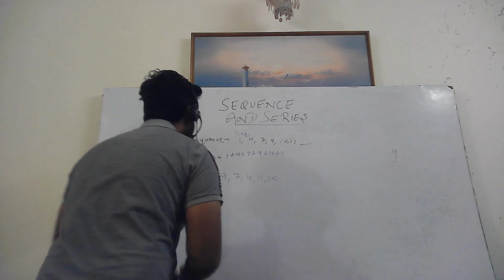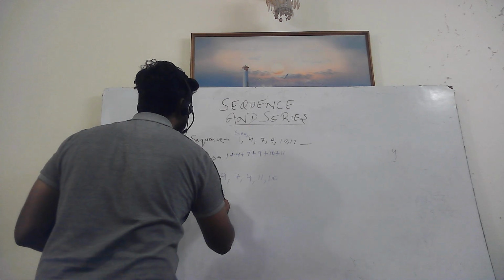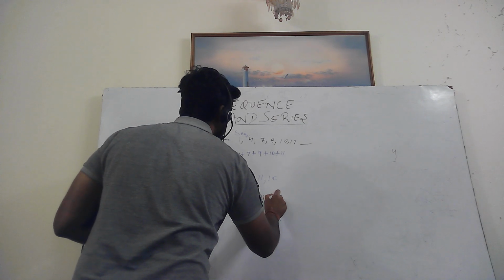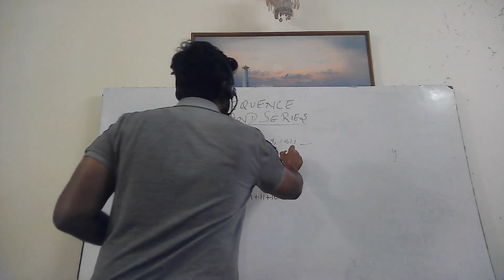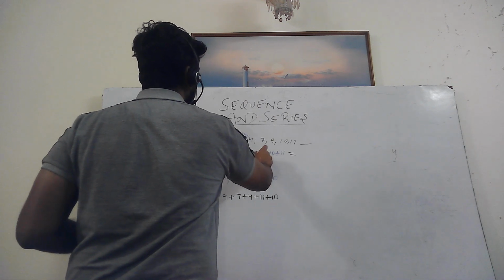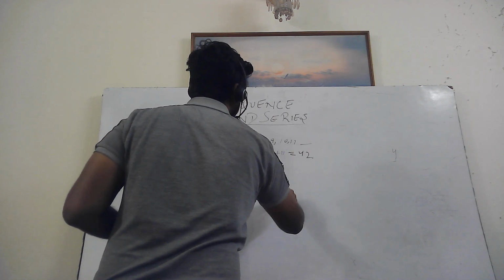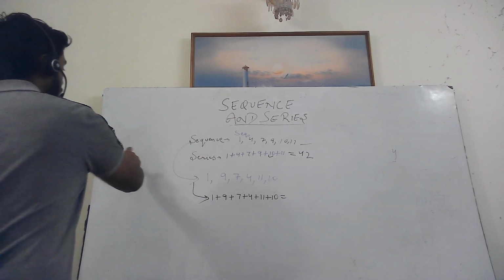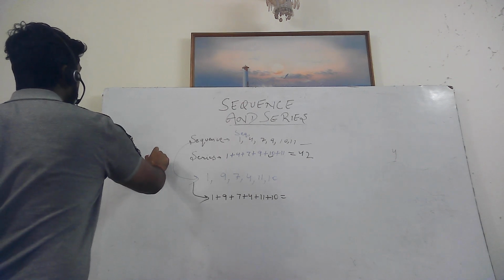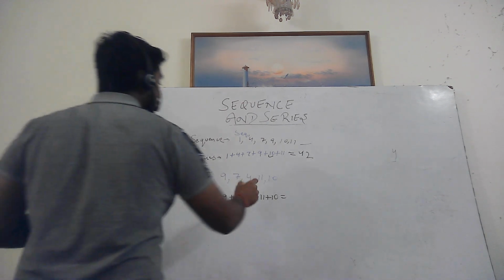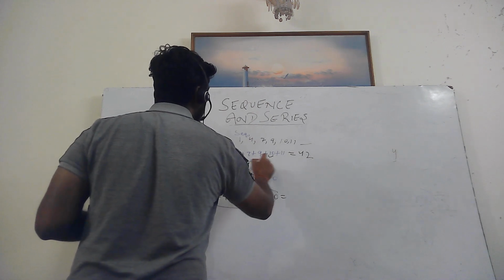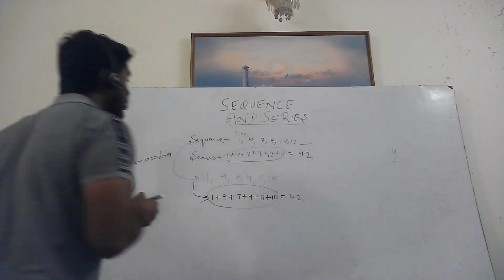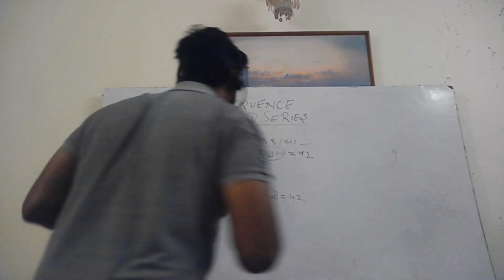Let's talk about the series for this sequence. It is 1 plus 9 plus 7 plus 4 plus 11 plus 10. Let's calculate: 1 plus 9 is 10, plus 7 is 17... in total it comes to 42. Obviously, in addition the order of numbers doesn't matter. For example, a plus b is equal to b plus a. You can add in any order. Since the numbers are the same as in the first series, the result is the same. So series 1 is equal to series 2, although sequence 1 and sequence 2 are not equal.